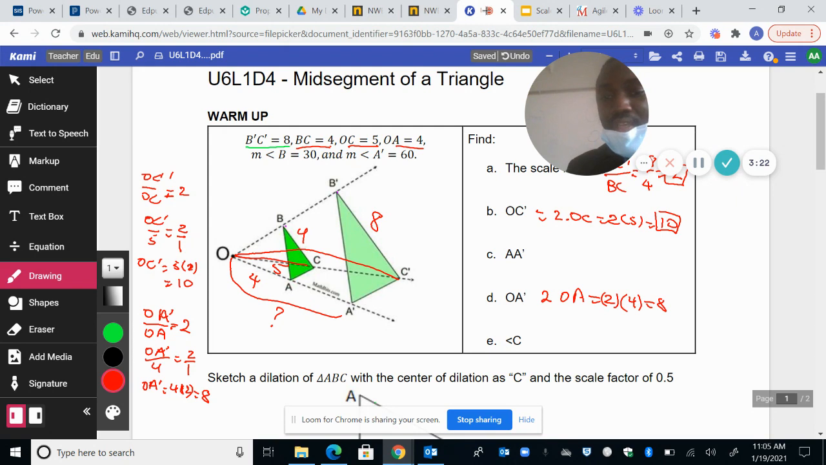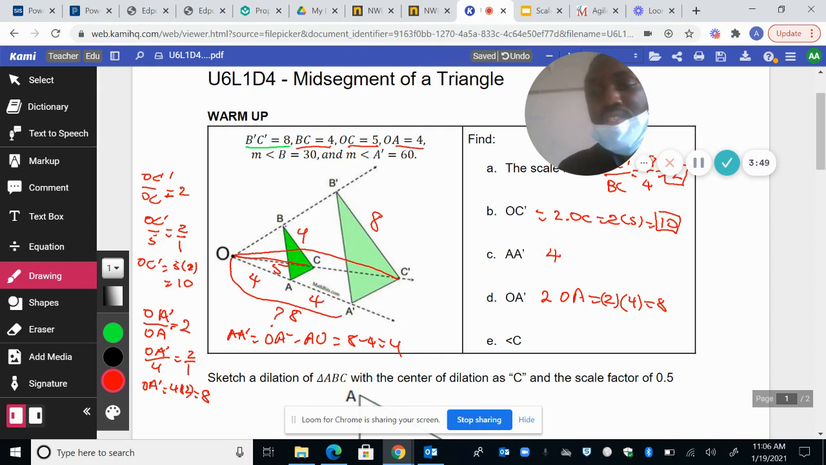OA prime is 8, and we don't know AA prime. AA prime is just OA prime minus OA. So it's 8 minus 4, which is 4. So AA prime is also 4.